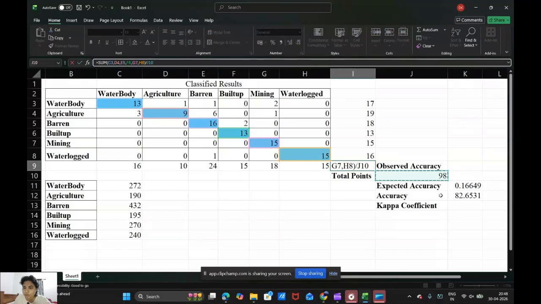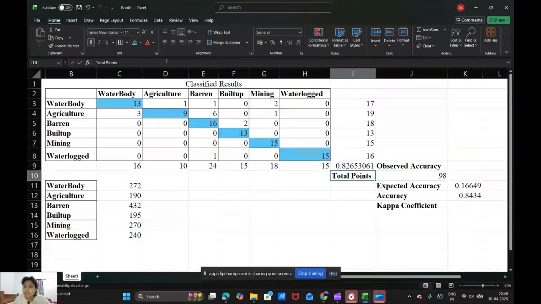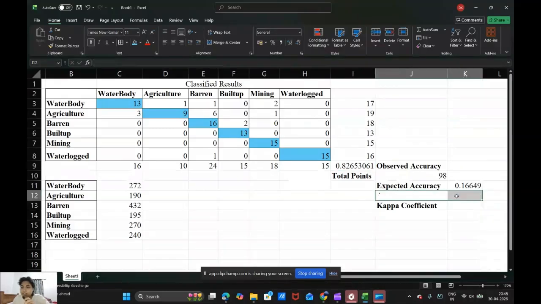What we have done for accuracy, so it comes to around 82.6, but we have to not multiply it with 100, so that we get something like that of 0.84. Okay, so our observed accuracy is 0.82, and let me just remove this, okay, because it creates issues. So the observed accuracy is 0.82.